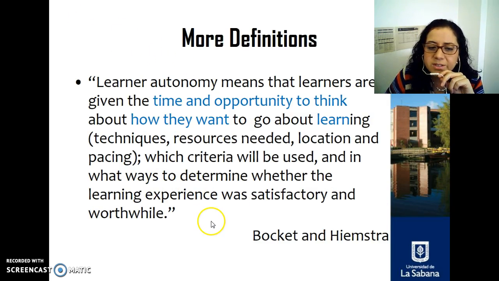There is another important definition that we are going to read about, and it is Bucket and Heemstra's. Learner autonomy means that the learners are given the time and opportunity to think about how they want to go about their learning, techniques, resources needed, location, and pacing, which criteria will be used, and in what ways to determine whether the learning experience was satisfactory and worthwhile. I would like us to stop here and think about your lessons. Do you give your learners time and opportunity to think about how they want to go about their learning, or do you impose the curriculum on them?